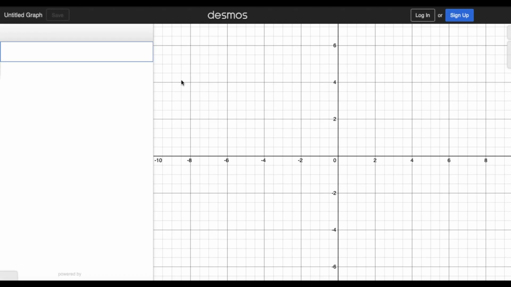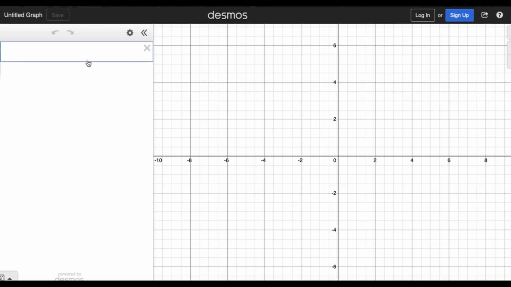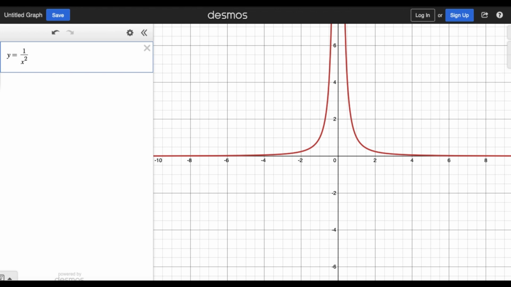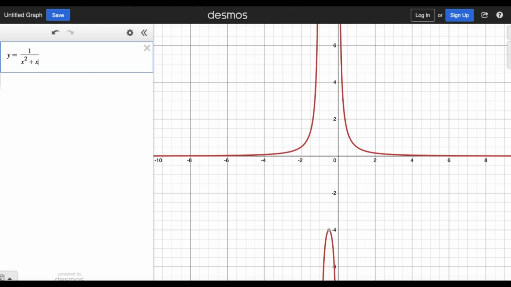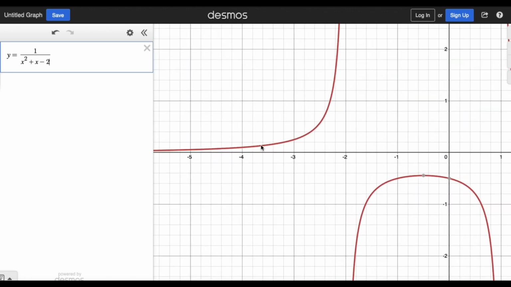Desmos, my best friend. Okay, so I'm going to put this function right here: 1 over x squared plus x minus 2. So here you can see that there are some asymptotes, right?